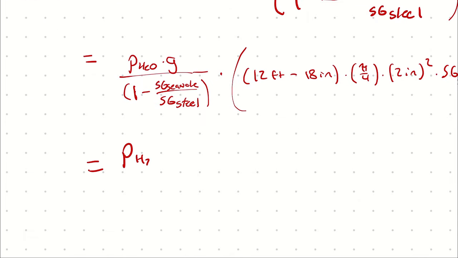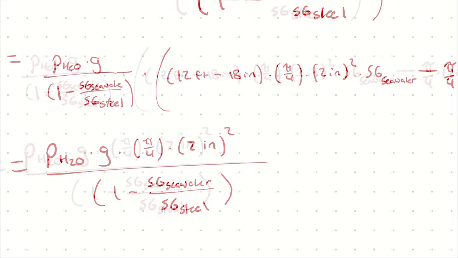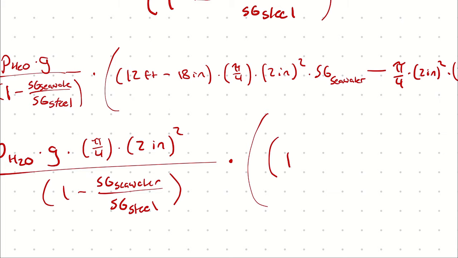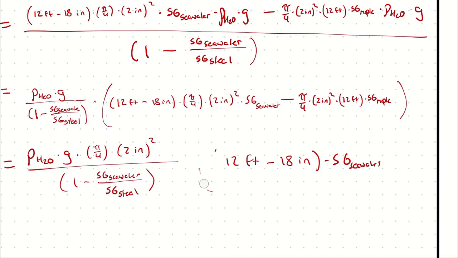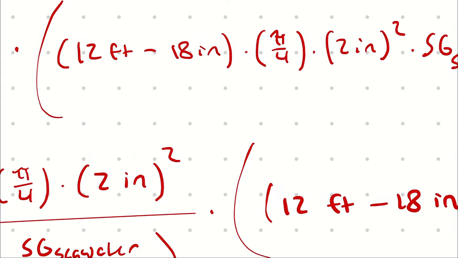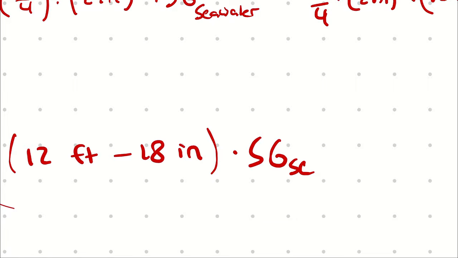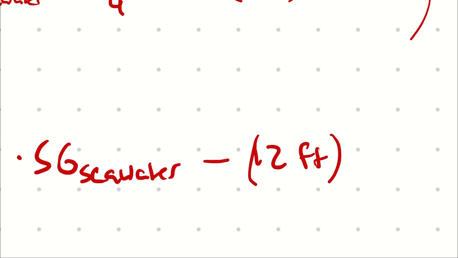So let's go. Density of water at standard temperature and pressure times gravity times pi over 4 times 2 inches squared divided by 1 minus specific gravity proportion of seawater and steel. And now we have 12 feet minus 18 inches times specific gravity of seawater minus, here, let's make that smaller. Okay, here we go. We're going to write real, real well. I have confidence in us. 12 feet minus 18 inches. Everyone knows that when you write small, you have to talk softly. Times specific gravity of seawater. And then we are subtracting 12 feet times the specific gravity of maple.